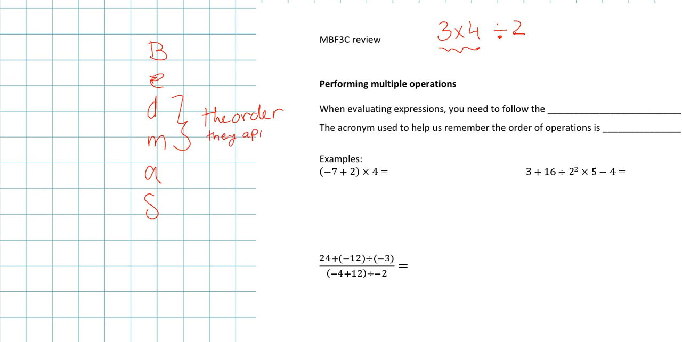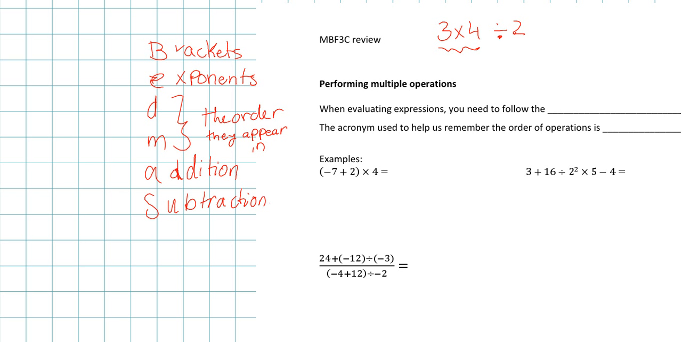So brackets first, exponents, division, multiplication in the order they appear, then addition, subtraction. Again, addition and subtraction you can perform together. Are addition and subtraction also in the order they appear? Yes, they are, but you can actually perform them all together at the same time. You don't have to do just the plus first, you can do it all together.